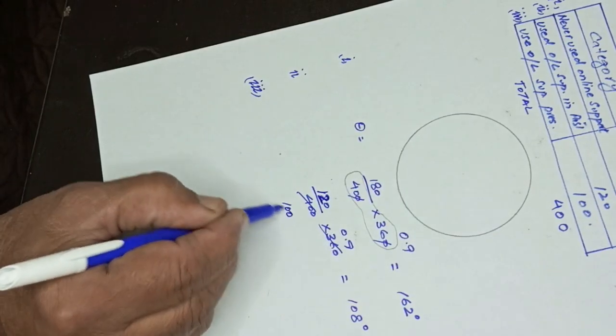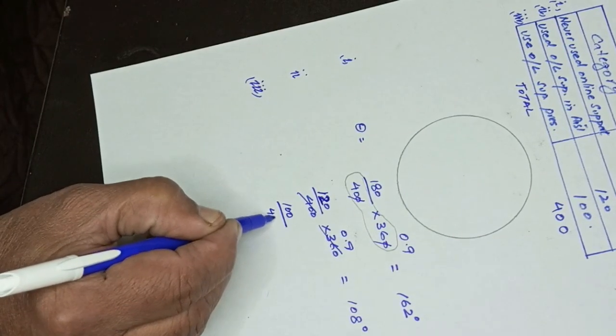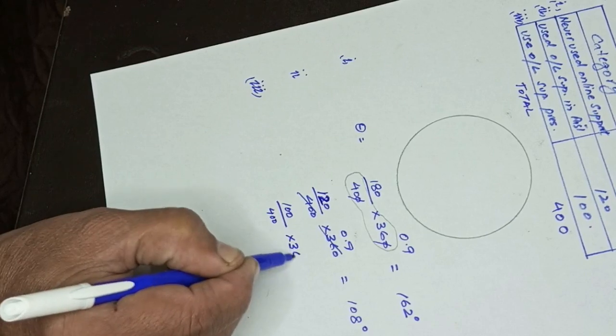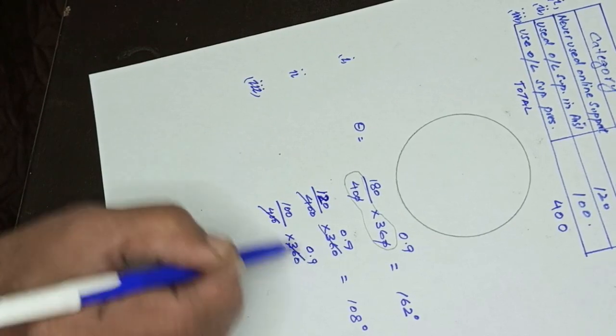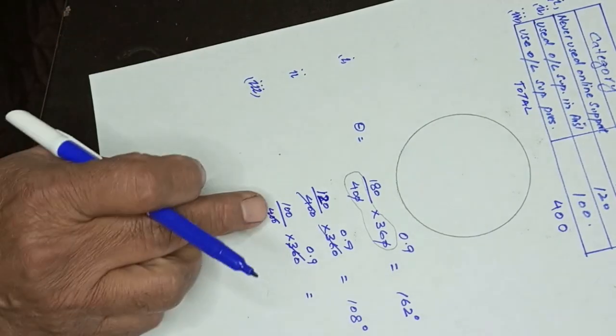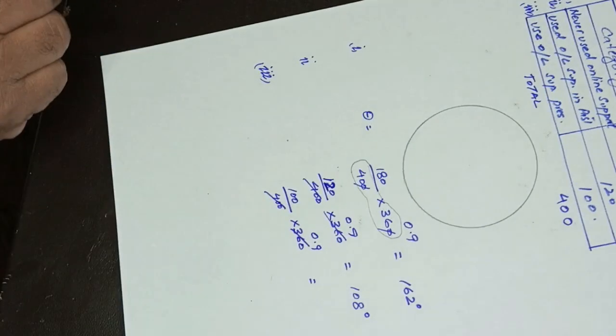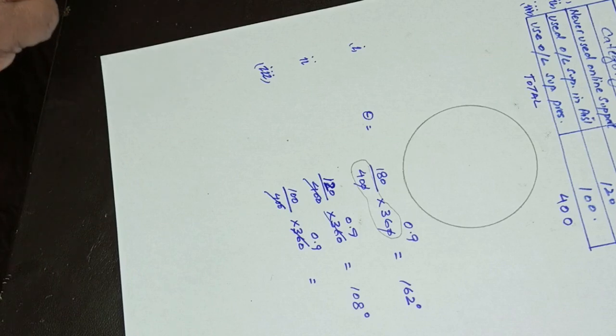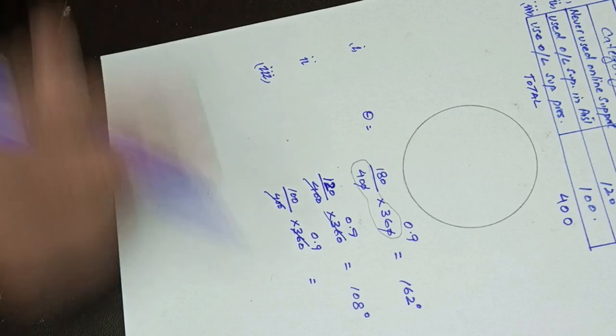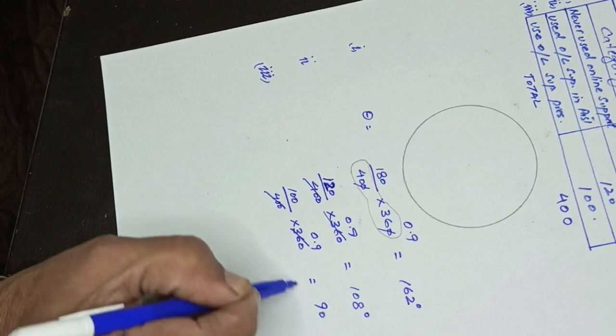100 divided by 400 multiplied by 360. So it will again come 0.9, and this will become 90 degrees. 100 multiplied by 0.9, so it will become 90.